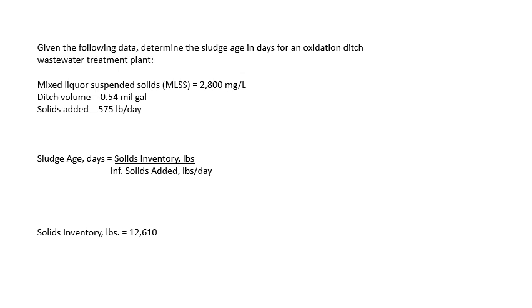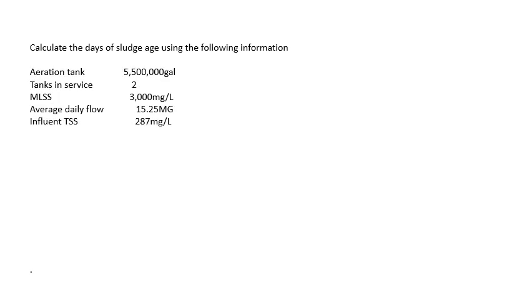Solids inventory in pounds is 12,610. So we're going to plug our stuff into our formula. 12,610 pounds divided by 575 pounds a day gives you a sludge age of 21.9. You probably round that to 22 days. Next question.